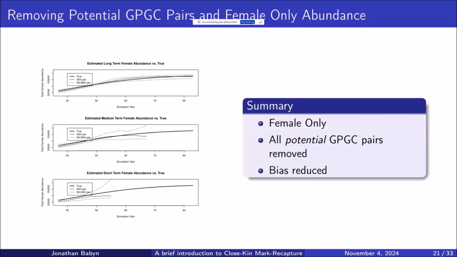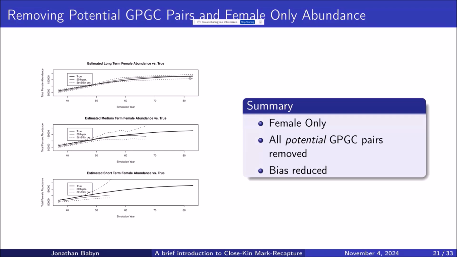And so I went for a female-only model. With genetics, if you have mitochondrial DNA, since all mitochondrial DNA is inherited from the mother, you can determine whether or not a potential kin pair is a maternal kin pair or not. And so I tried it where I removed all but the maternal kin pairs. So I removed all the paternal kin pairs and whatnot, as well as all the potential grandparent-grandchild kin pairs.